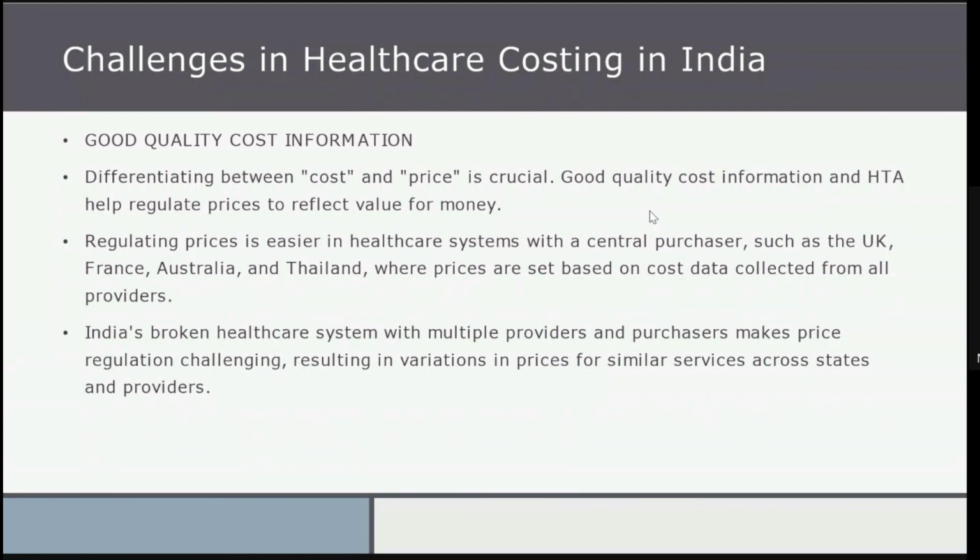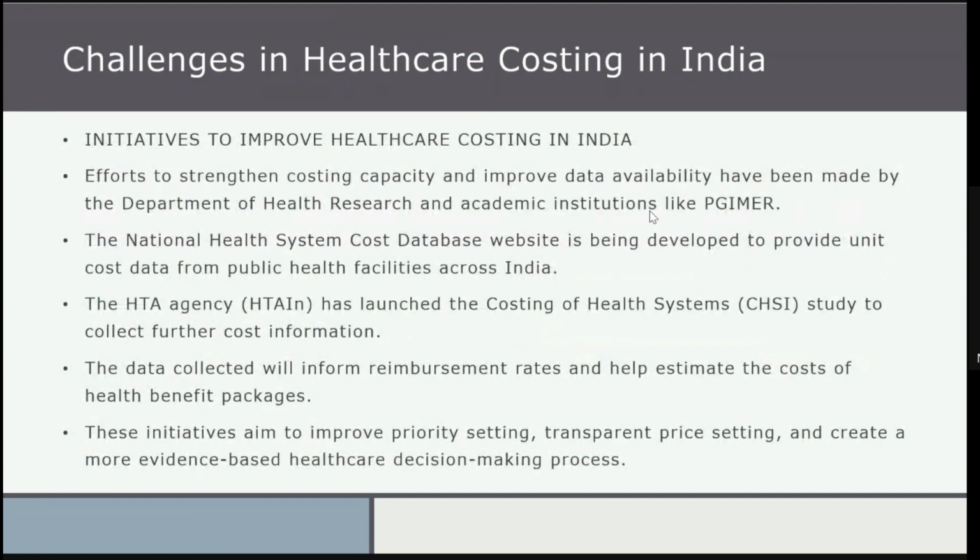A lot of healthcare systems like UK, France, Australia have good cost data, whereas India has a broken health system, which is why it becomes challenging for the regulation and variation of the prices. The same hospital might charge differently to different people. That's the problem. So what are the other challenges? One is to initiate and improve the healthcare costing. The other one is to have a national health system, and then the data should be collected so that you can have the reimbursement rates and so on.